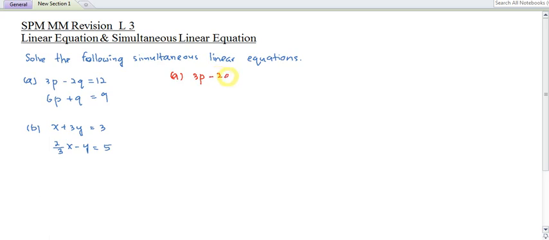3p minus 2q is equal to 12. Okay, so this is the first equation. 6p plus q is equal to 9. This is the second equation. So I will show you two methods here. Elimination method first.